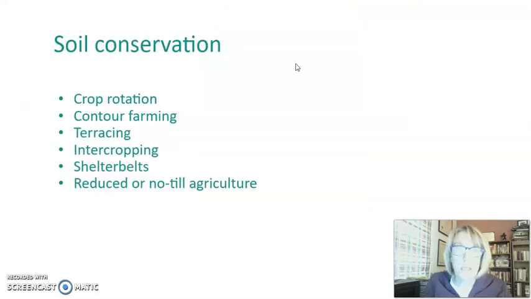Soil conservation. So here are the main things. So you should in your mind get a picture of what these are. If not, go back and look. Can you describe crop rotation, contour farming, terracing, intercropping? Can you describe what a shelter belt is and where it might be used? And then what is reduced or no-till agriculture? So how each of those things contributes to soil conservation and what they are.